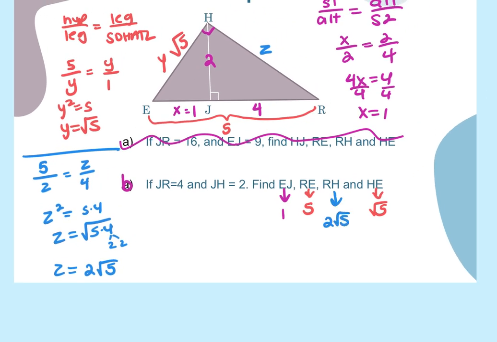So why'd you do it like that? Z squared equals 5 times 4, instead of just z squared equals 20? Because you're going to break the 20 down again anyways. You're always going to end up breaking that square root down, so you might as well leave the product separated. You could do 20 if you want, but then you're going to have to break it down anyways.